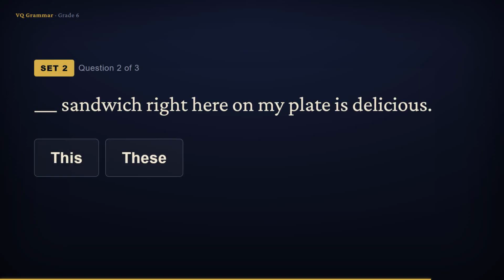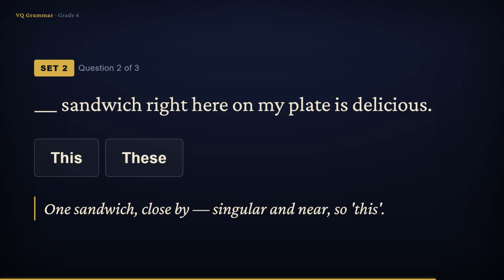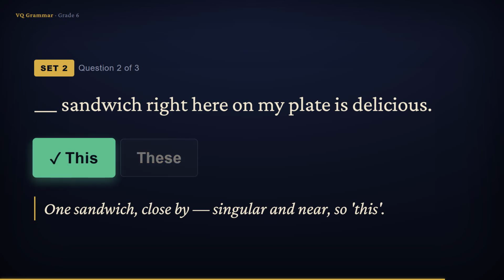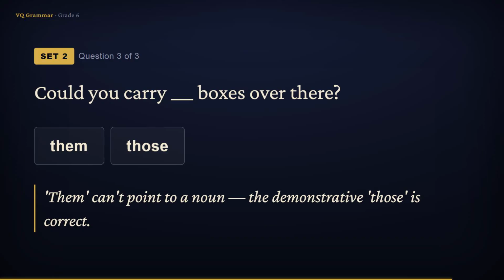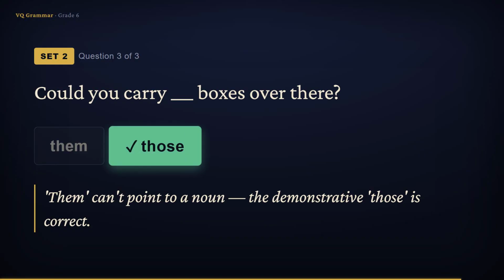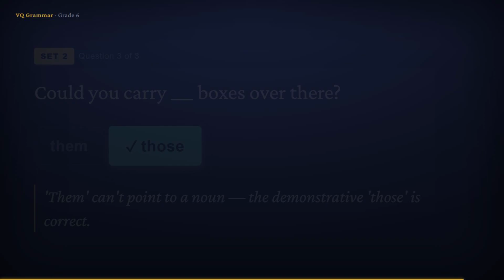Blank sandwich right here on my plate is delicious. It's right here, so it's near, and it's just one sandwich, so it's singular. Near plus one gives us this, so the answer is this. Could you carry blank boxes over there? It's tempting to say them boxes, but remember, them can never point to a noun like this. The correct pointing word is those, so the answer is those.